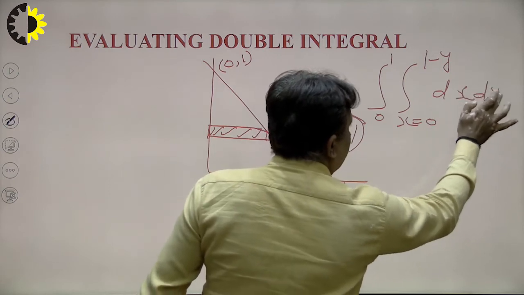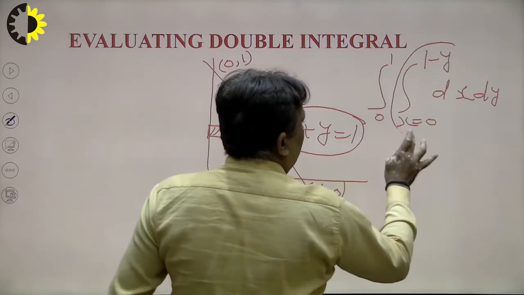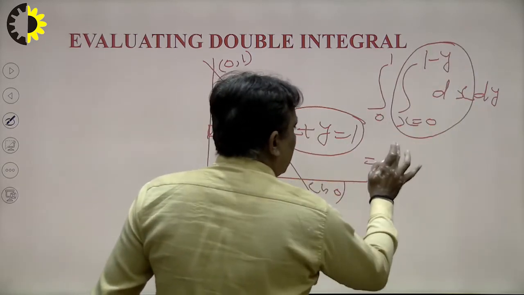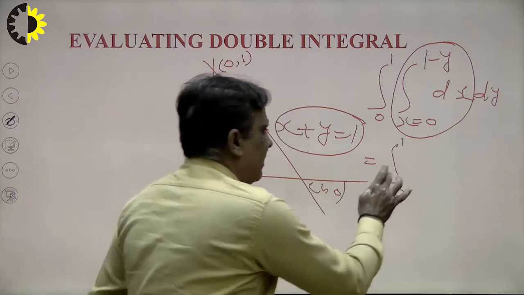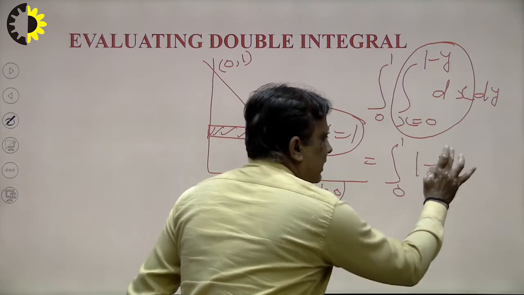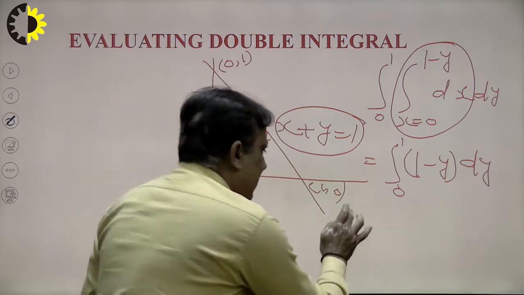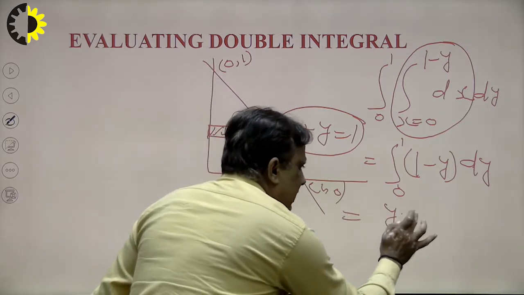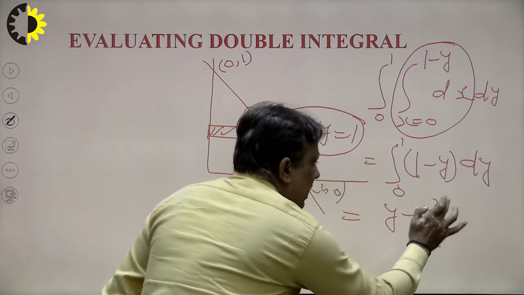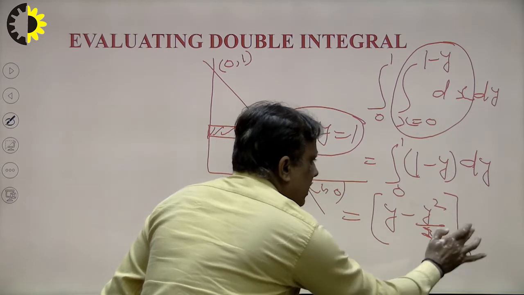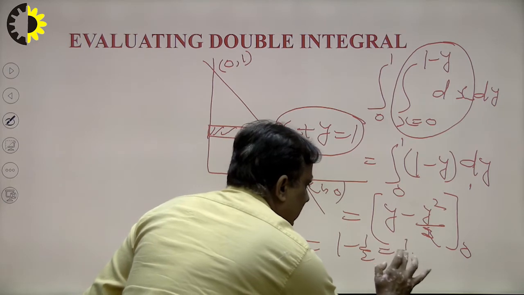Suppose any student says we first integrate with respect to x here. So what will be the limit here? Write 0 to 1 for y, and the limit of x will be 1 minus y. So in this way first of all we integrate here, and what will be the answer here? This will be y minus y square upon 2, with limit 0 to 1, and the answer will be 1 minus 1 by 2. So in this way the answer is 1 by 2.